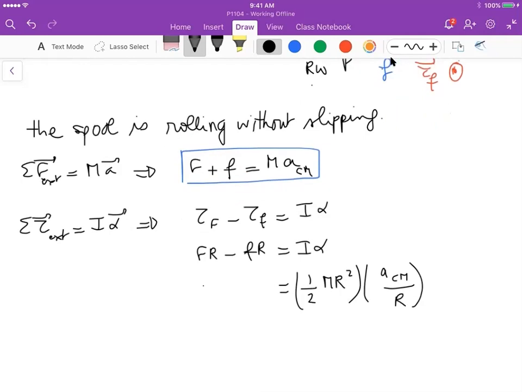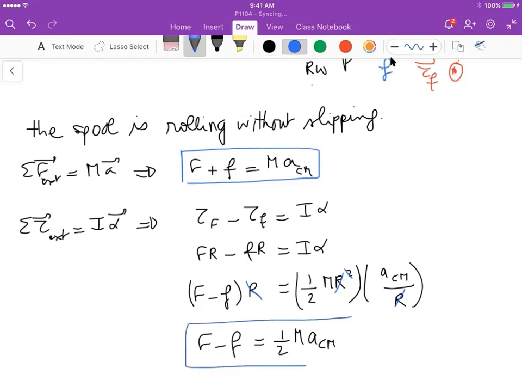And so we end up with f minus f, all multiplied by r, is equal to this expression. Now if we simplify, making some reduction of one r with the r on the other side, from Newton's second law for rotation we end up with f minus f equals to 1 over 2 m times a center of mass. This is the second equation that we have at the end. Let's call them equation number 1 and equation number 2.